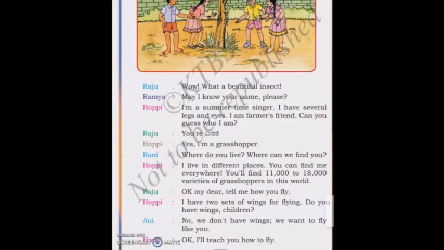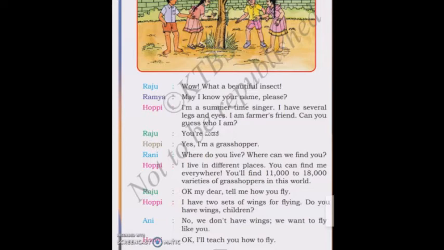You'll find 11,000 to 18,000 varieties of grasshoppers in this world. So what does Hoppy say? The grasshopper says that it is found in all the places. Everywhere you'll find the grasshopper. He says that they would find 11,000 to 18,000 varieties of grasshoppers in this world.